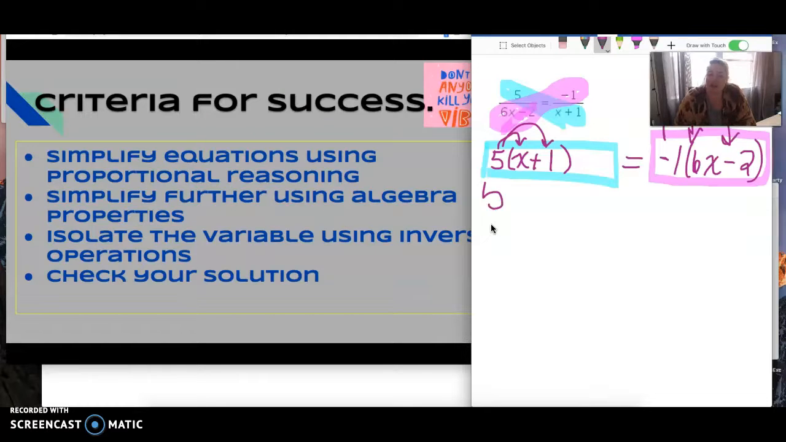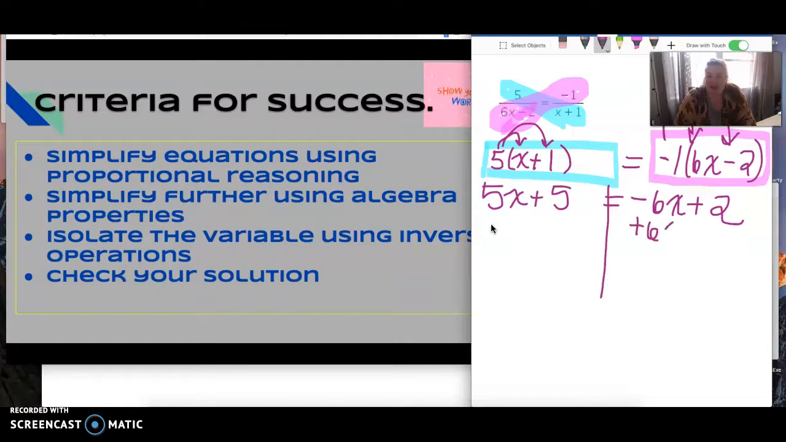So we're going to distribute out those terms. Some people have been referring to it as expanding. Yes, expanding is correct, but the technical term for the property is to distribute. So we distribute those out, and that gives us 5x plus 5 on the left equaling -6x plus 2. And I would ask myself, is there anything else I need to simplify before I start moving over?